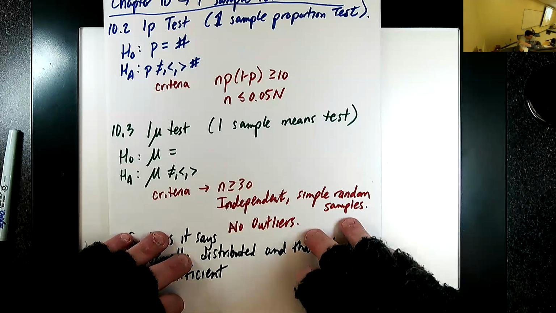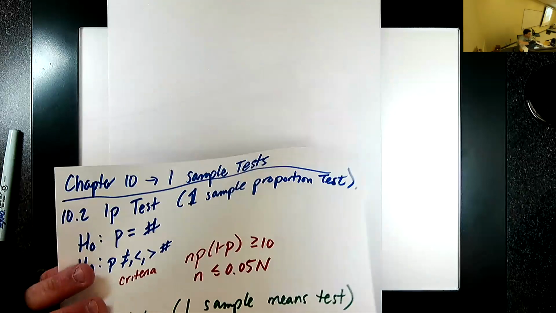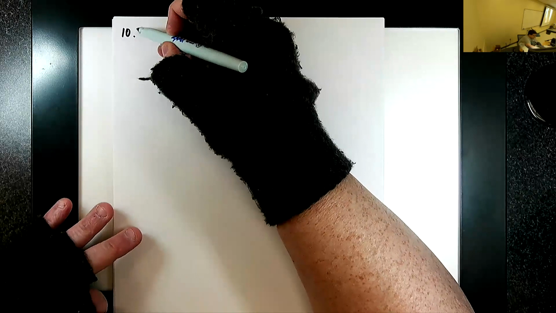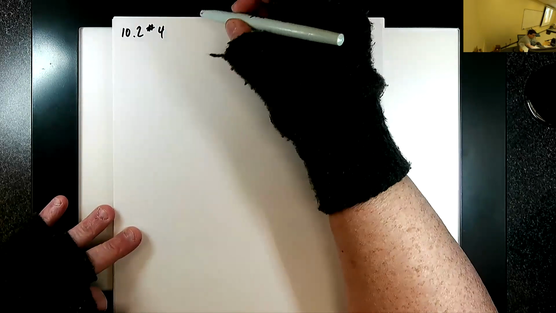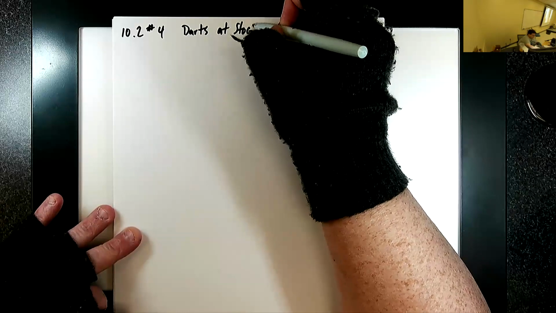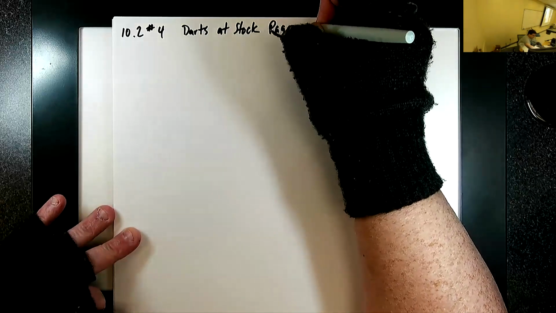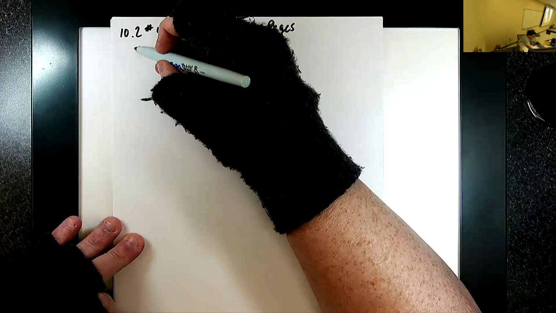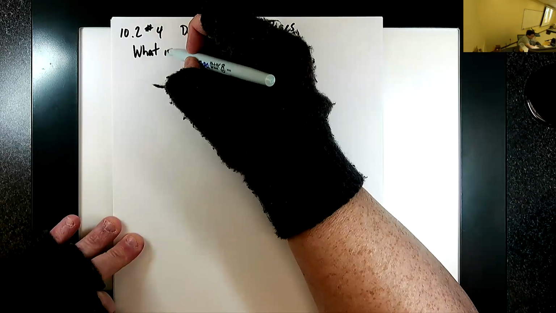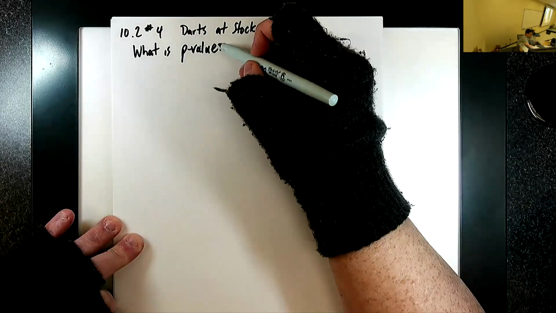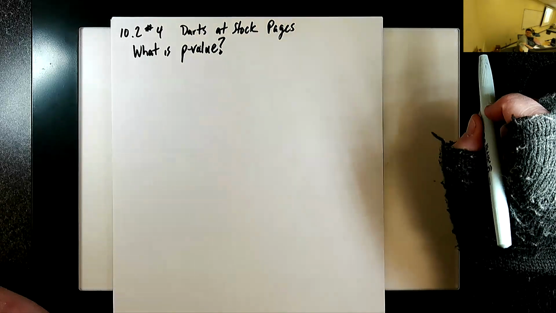All right, so the questions we're going to cover. 10.2, I'm going to do number 4. And this is on darts at stock pages. There's not a lot of math here, but there is an understanding of what the hell this question is about: what is the p-value? That's the question we're trying to answer here.